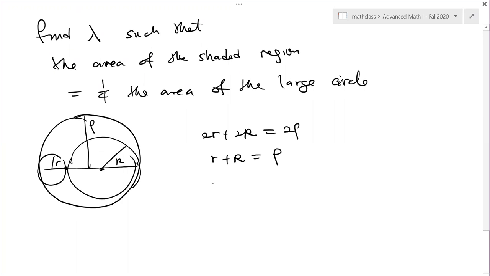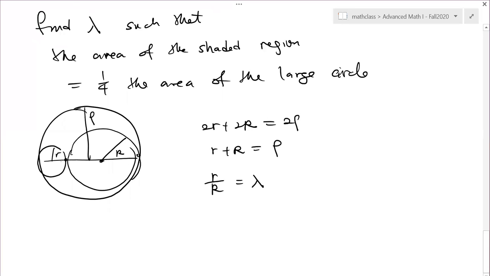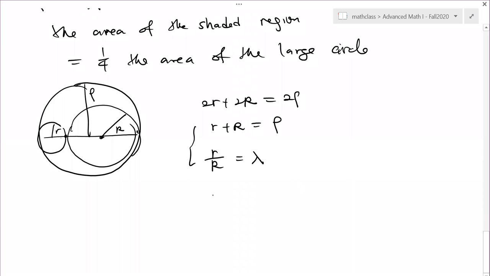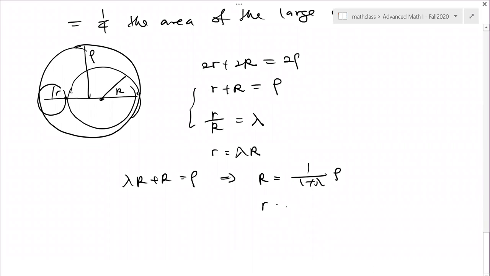And we also know that the ratio is going to be lambda, right? So from here, you can solve for little r and capital R. The little r is going to be lambda times capital R, and you put it there. So you get lambda R plus R equals rho. That implies capital R is going to be rho over 1 plus lambda, okay? And the little r is going to be lambda rho over 1 plus lambda, okay?